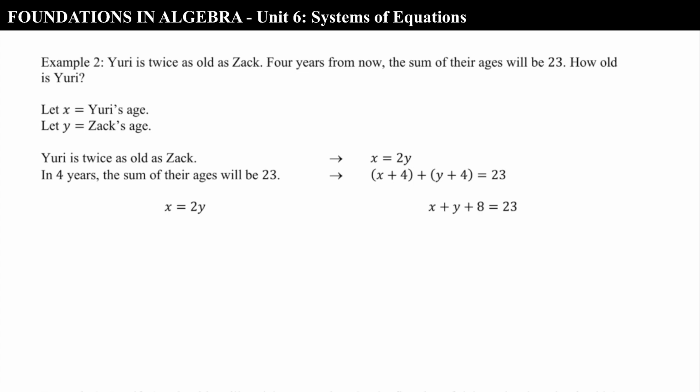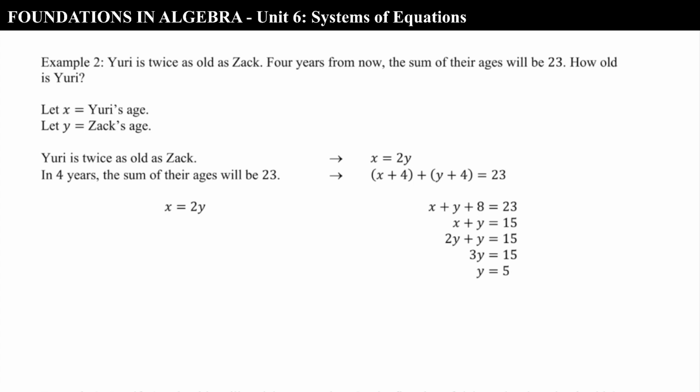And let's subtract 8 from each side. That gives us x plus y equals 15. Now let's substitute in our 2y for x and combine our like terms. So that gives us 3y equals 15. And then divide each side by 3. So y equals 5.